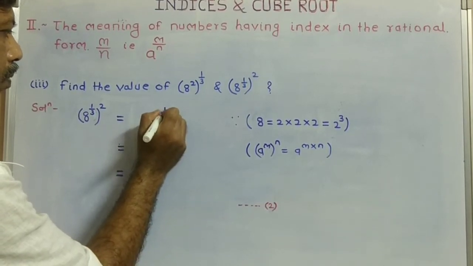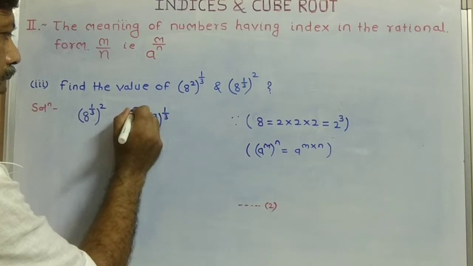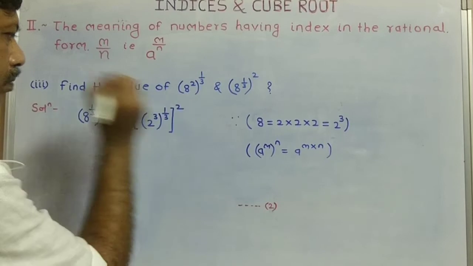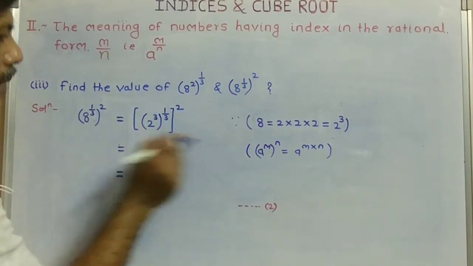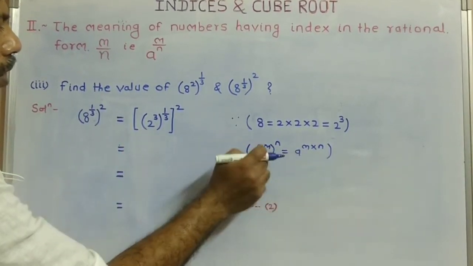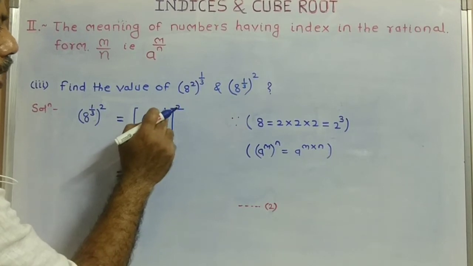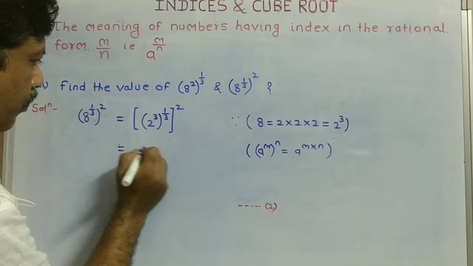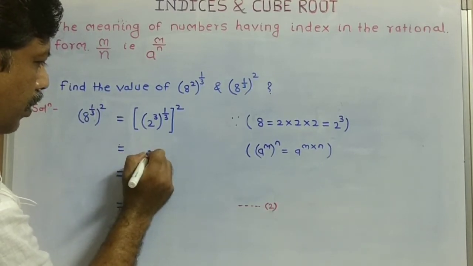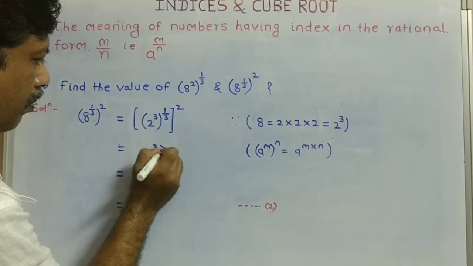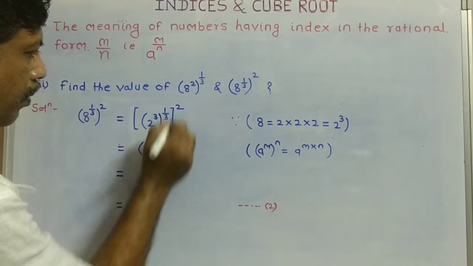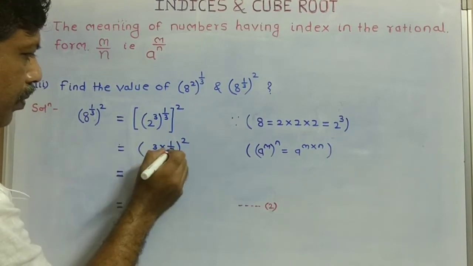Bracket to the power 1 upon 3. And the next bracket I am taking to the power 2. Now, I am applying this formula, that is a to the power m to the power n is equal to a to the power m multiplied by n. Therefore, it can be written as 2 to the power 3 multiplied by 1 upon 3 to the power 2.